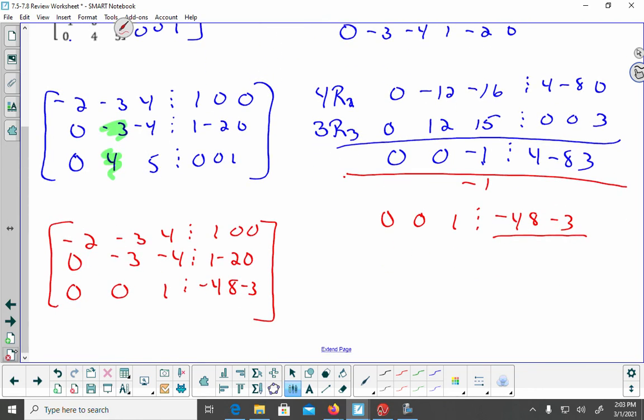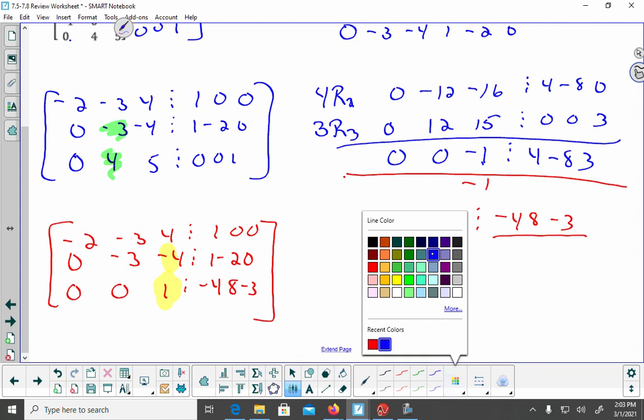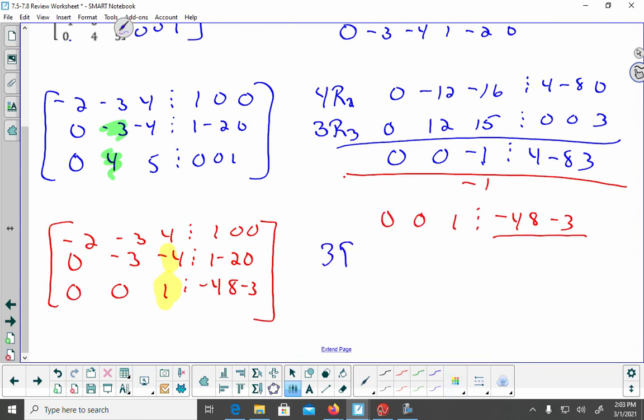So according to the pattern, I am going to do row 3 and row 2 to eliminate the z. Well, I know there's not a z, but we're going to call it z. And so what I am going to do is multiply row 3 by a 4. So that's going to be 4, negative 16, 32, and negative 12. Row 2, I'm copying down.